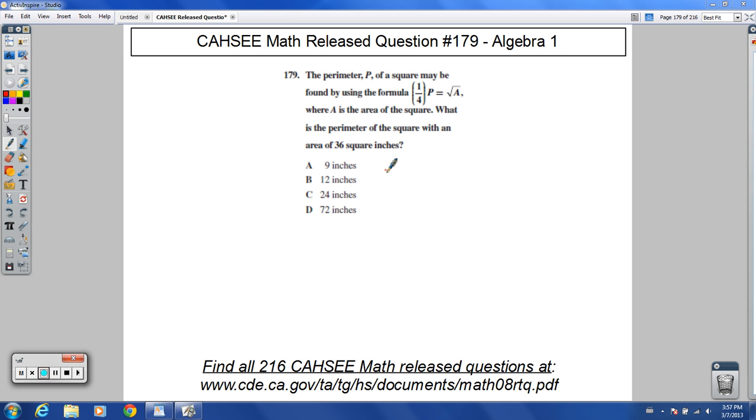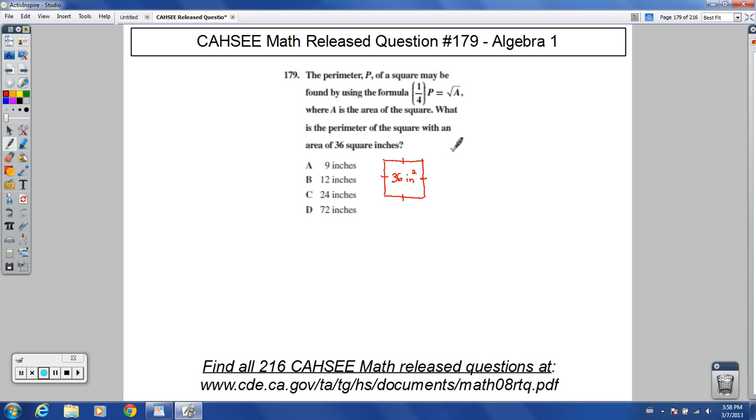So I want to draw a picture with this one. Always a good idea to draw pictures when you can. And so it says it's a square. I know all these sides are the same, so let's put little congruent marks, tick marks on there. Put one mark on each one. And it says that it's 36 for the area. 36 inches squared is the area. And so what is, using this formula, the perimeter?